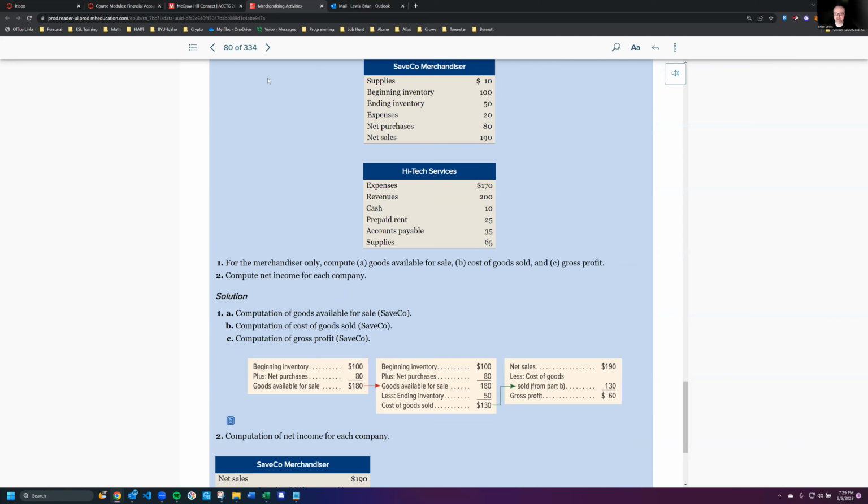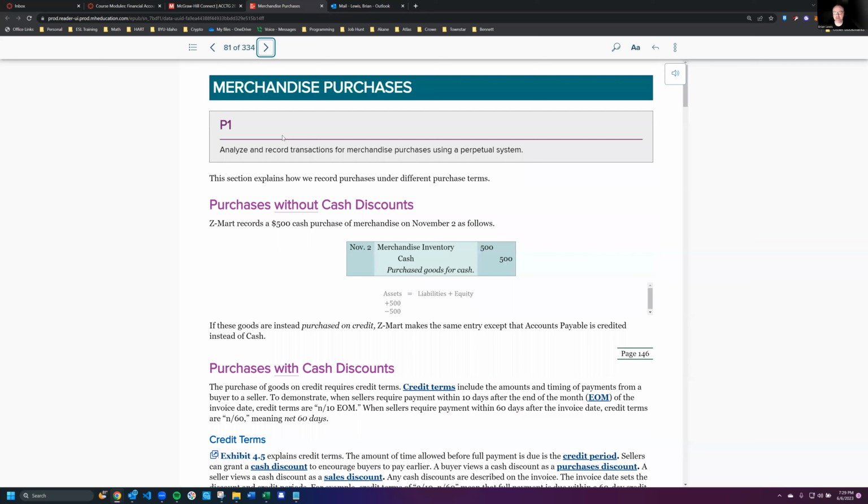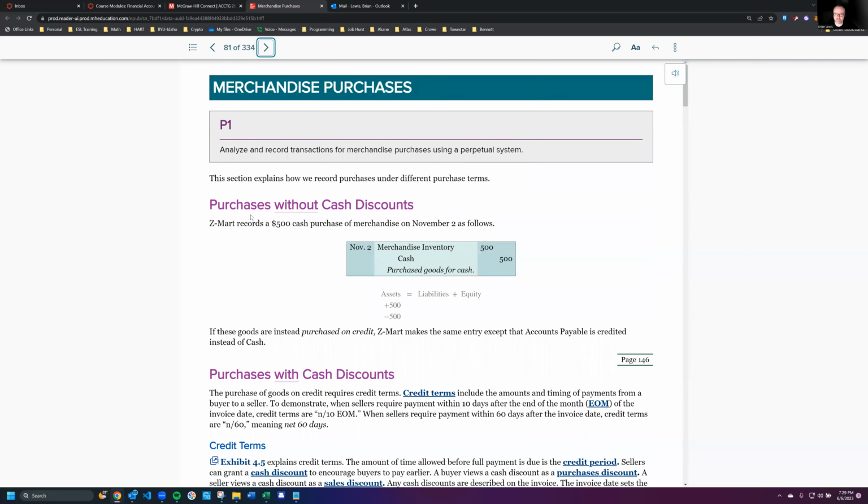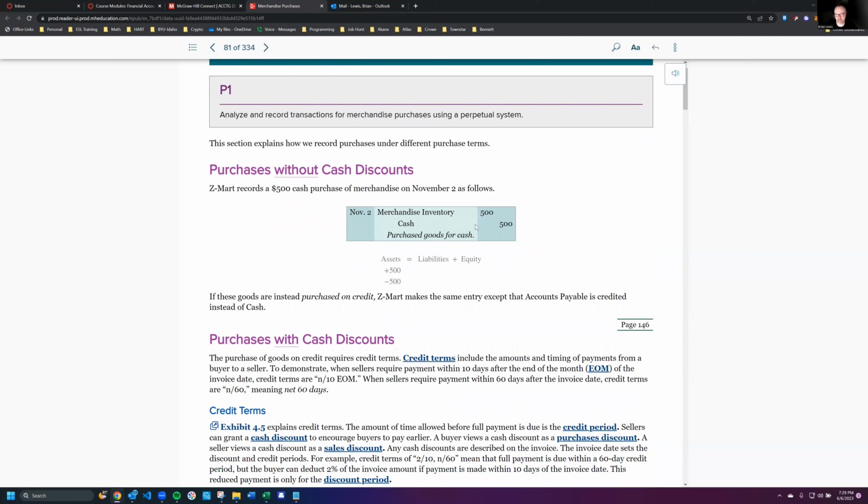Small little warning. Okay. All right. Now, remember when I talked about buying it for cash versus buying it on accounts receivable or on credit? This now is going to walk you through these purchases, and discounts on the purchases. Now, purchases without discounts, you saw the journal entry. I did this pretty straightforward, right? You buy it for cash.